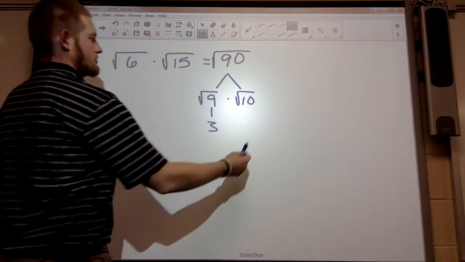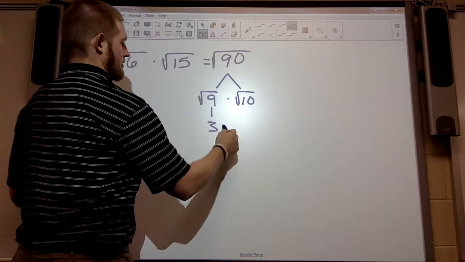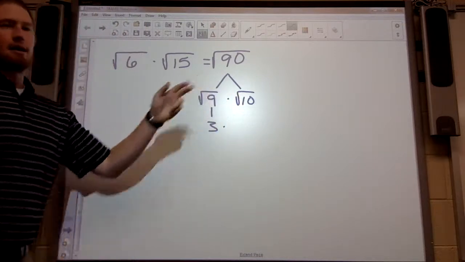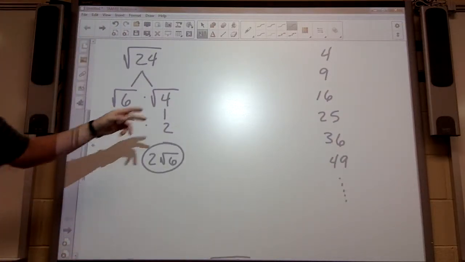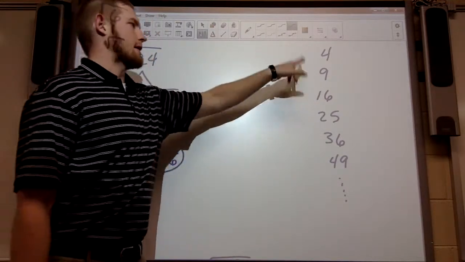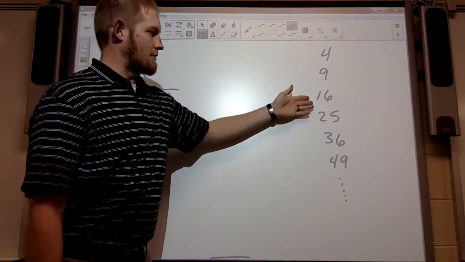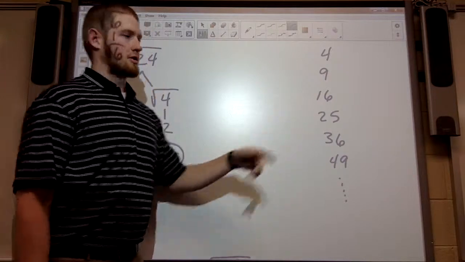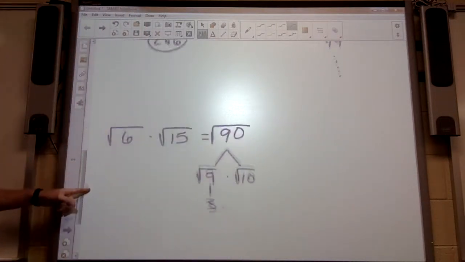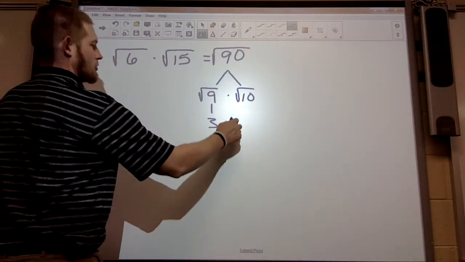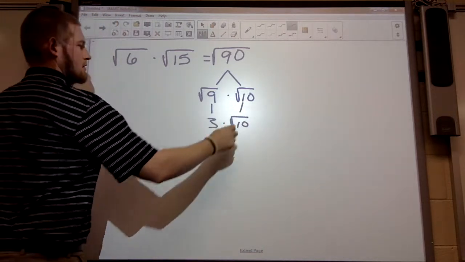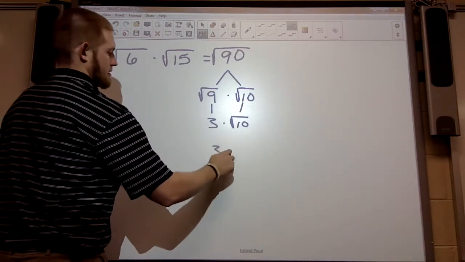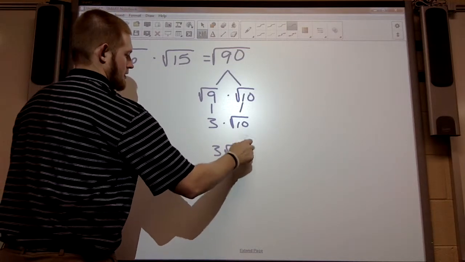Now, I also have the square root of 10 over here. Question is, can I take a perfect square out of 10? Can I take out a 4? No. Can I take out a 9? No. Obviously, I can't take any of these out because they're bigger than 10. So I'm going to leave it as the square root of 10. So my final answer is 3 square roots of 10.